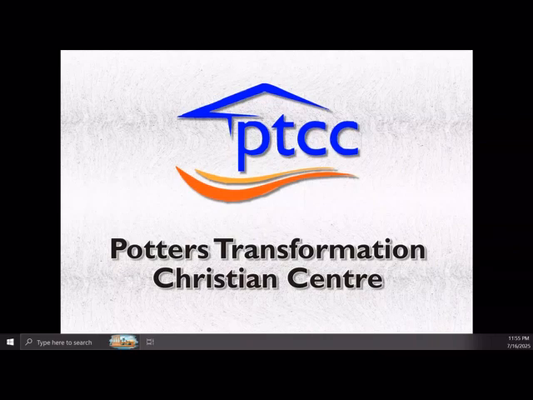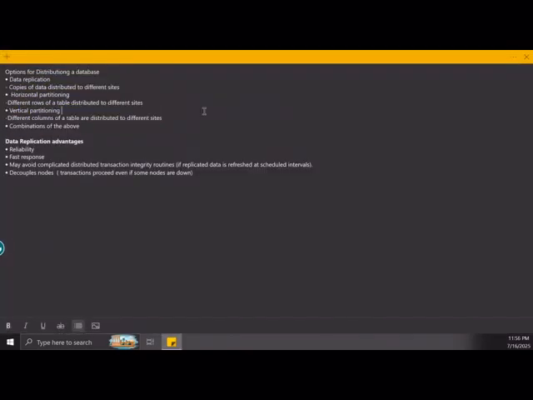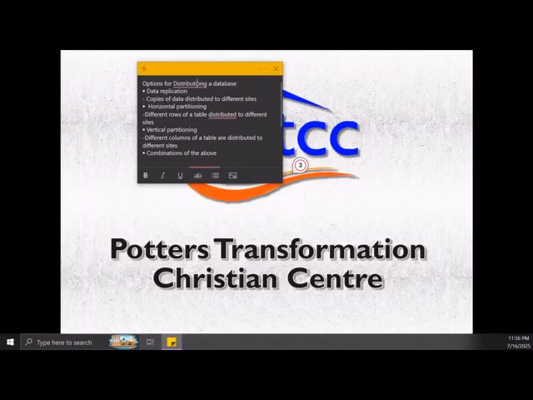Hello, good day. So today we're going to be talking about the options for distributing a database, and we have several options. We have data replication.